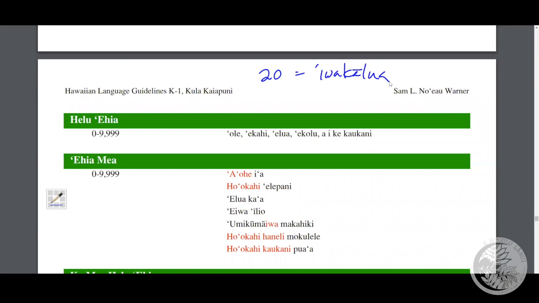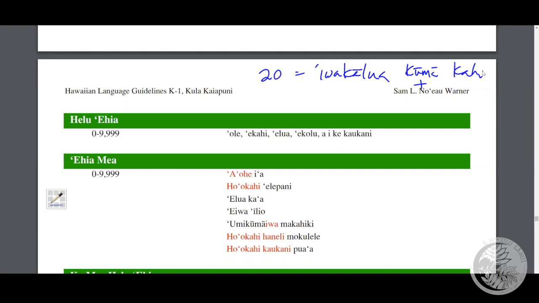But in the same way, system-wise, if I wanted to say 21, same system: iwa kalua kuma kahi. Again, I use the word kuma in that idea of plus. Iwa kalua kuma kahi, iwa kalua kuma lua, iwa kalua kuma kolu, iwa kalua kuma ha, iwa kalua kuma lima, iwa kalua kuma ono, iwa kalua kuma hiku, iwa kalua kuma valu, iwa kalua kuma iva.